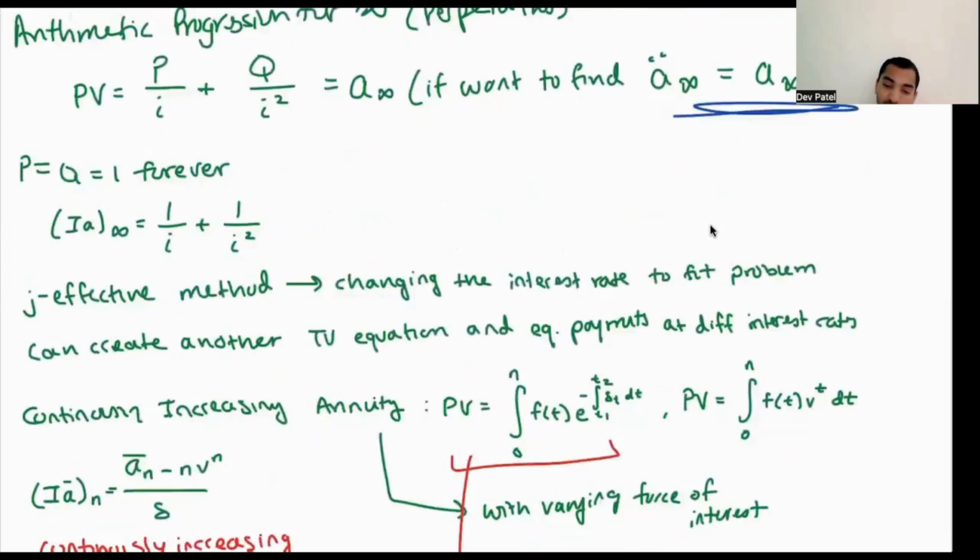Now, the J effective method: sometimes we're given effective rates at a monthly level, quarterly level, yearly, 2-year, 3-year, 5-year, and sometimes the problem may require you to have an annual interest rate or a 6-month rate.